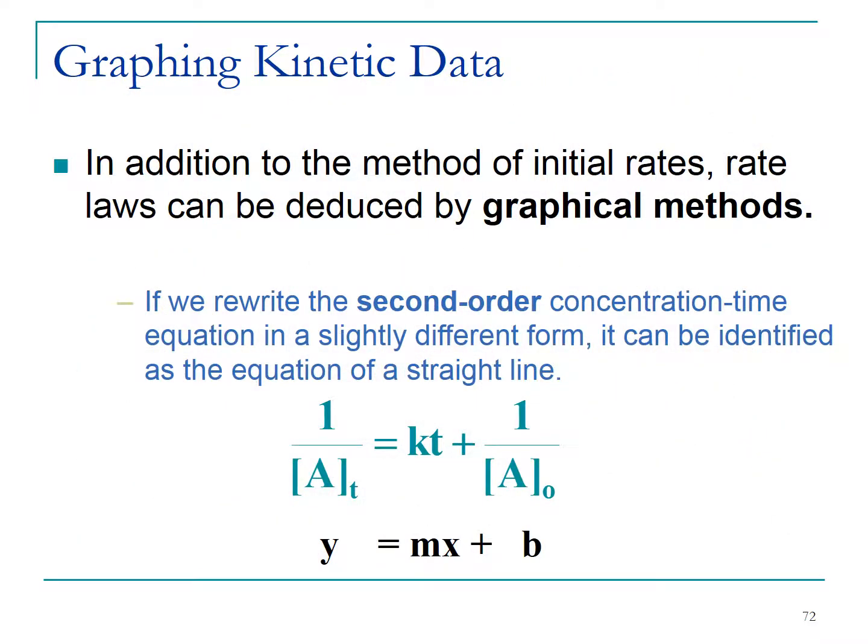All right, so we can also do the same thing for a second order. If we rewrite the second order equation as we see it here, it also has a y equals mx plus b formula. So again, if we take time on the x-axis, and this time if we plot 1 over the concentration at time t on the y-axis, we should get a straight line if it's second order, and this time the slope is just k, and the intercept is 1 over the initial concentration.